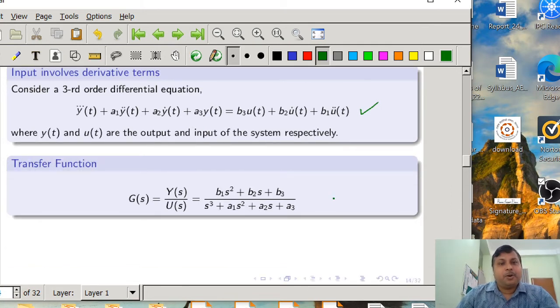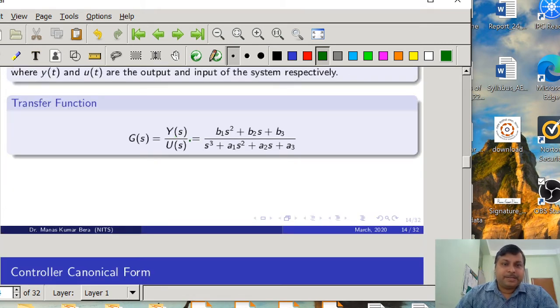At this point, I want to mention that though we have taken the example of a third order system to understand it easily, the same thing can be extended to the nth order system also. Once you understand it for a third order model, it can easily be extended to the nth order model. It means that for any order of system given to you, you can find the controller canonical form. So now, if this is the transfer function, how are we going to find the controller canonical form?